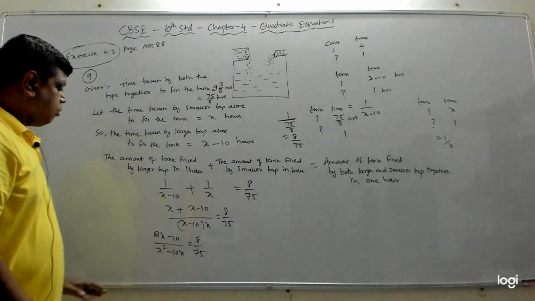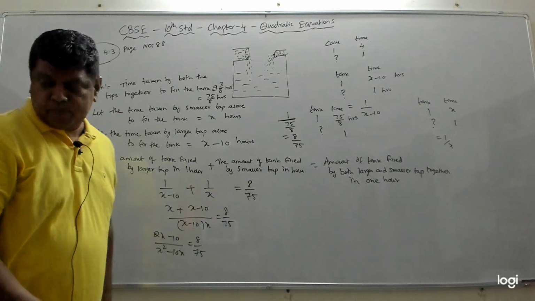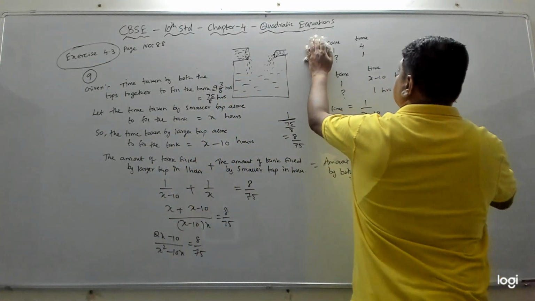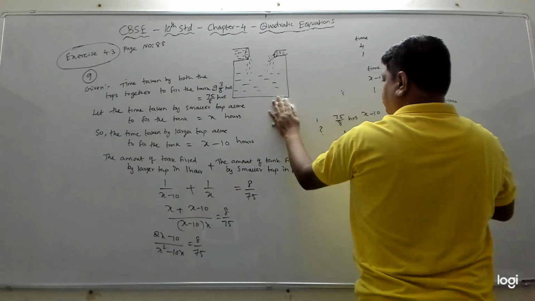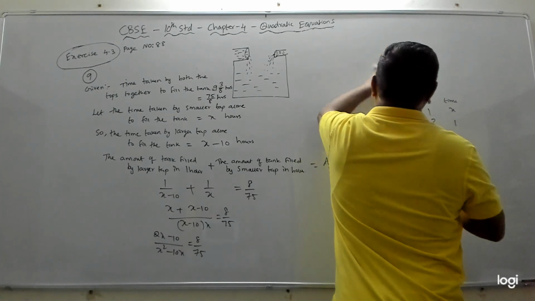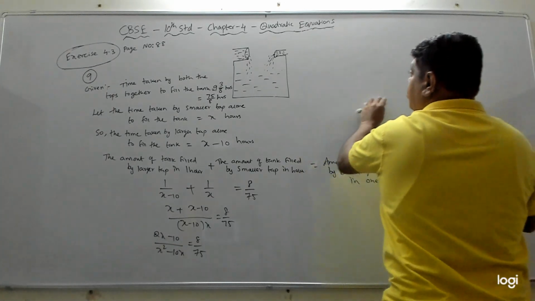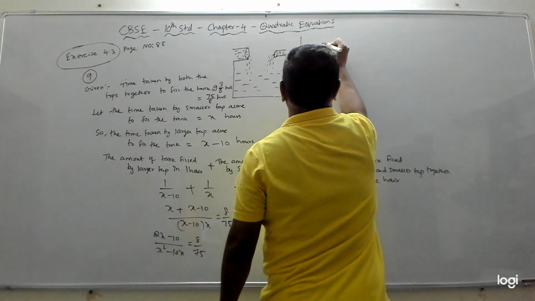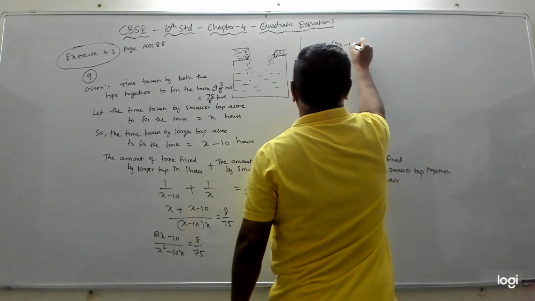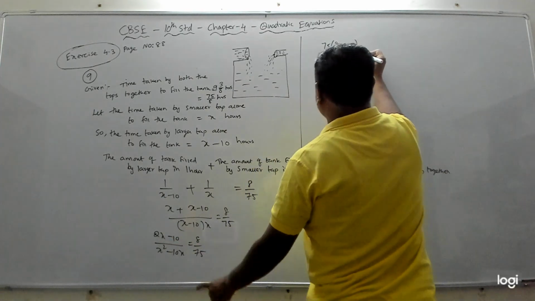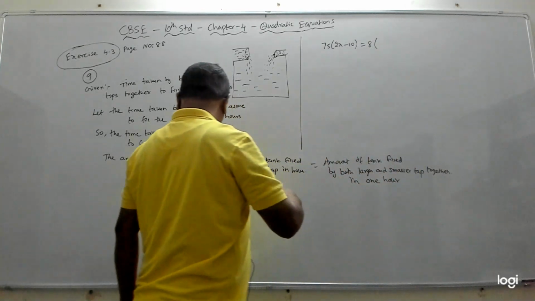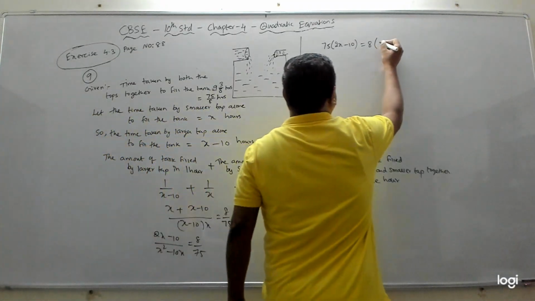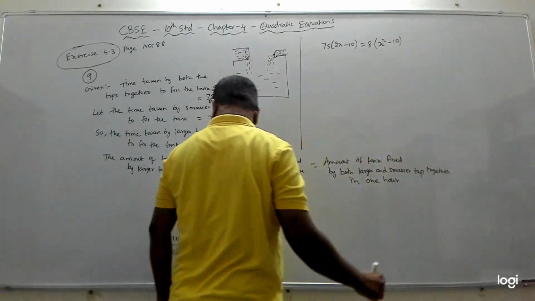Now let's cross multiply. So if you cross multiply, what do we get? 75 into 2x minus 10, listen to this, equal to 8 into x square minus 10x.